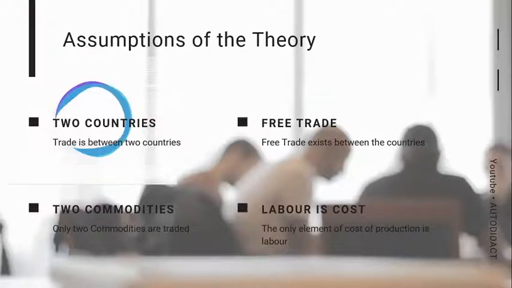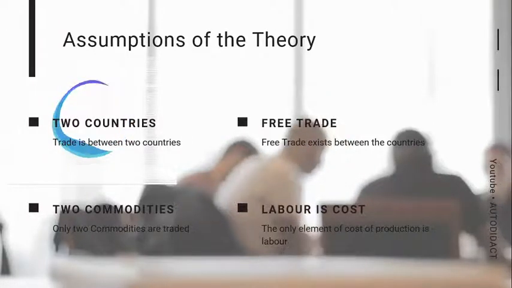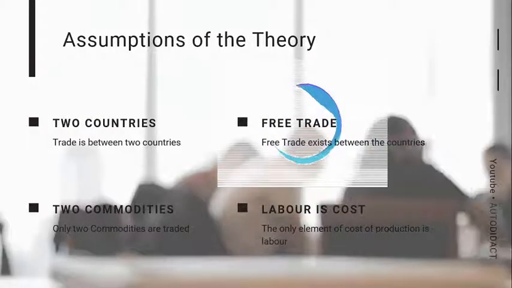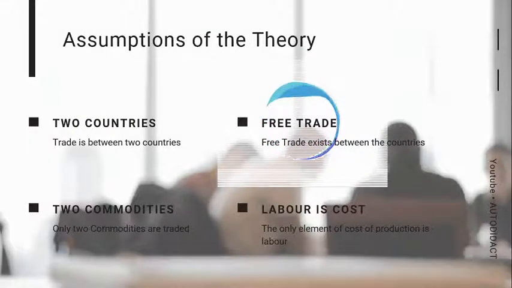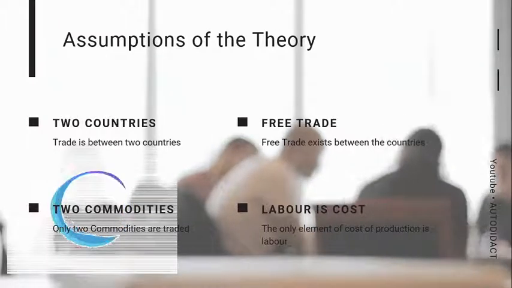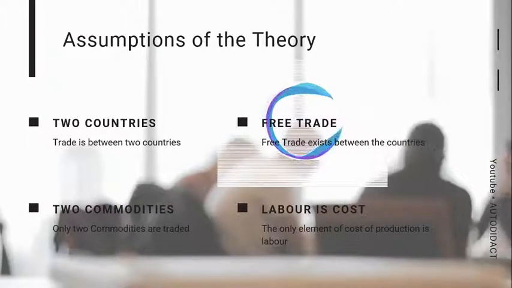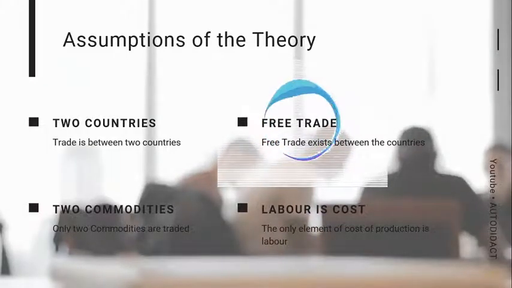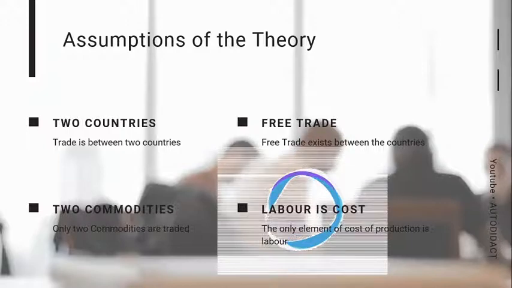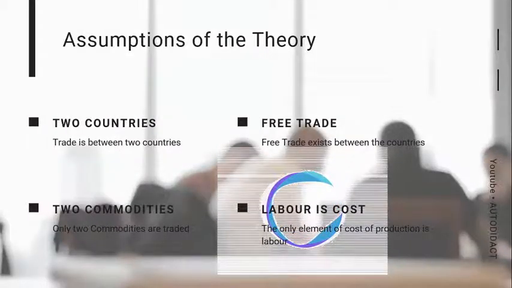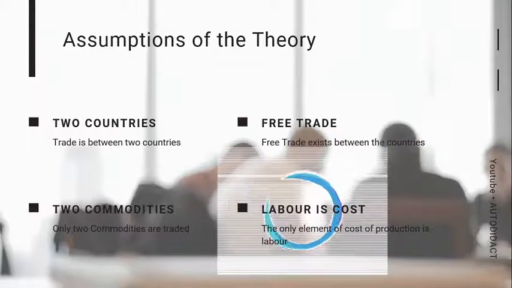First, trade will take place between two countries only. Second, only two commodities are traded in these two countries. Thus, this model is 2 by 2. Third, free trade exists between the countries, which means there are no taxes on foreign trade, neither does any barrier to trade exist. Fourth, the assumption says that there is only one factor of production, which is labor.